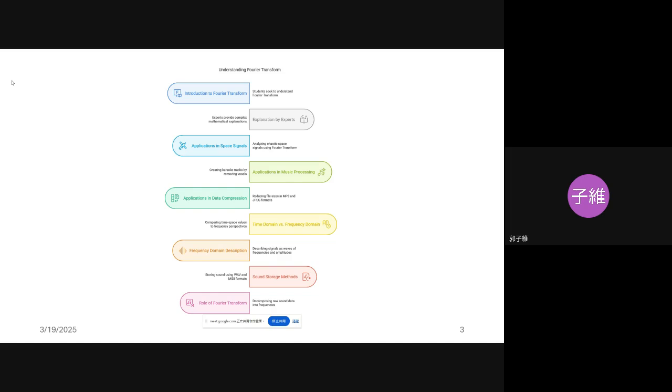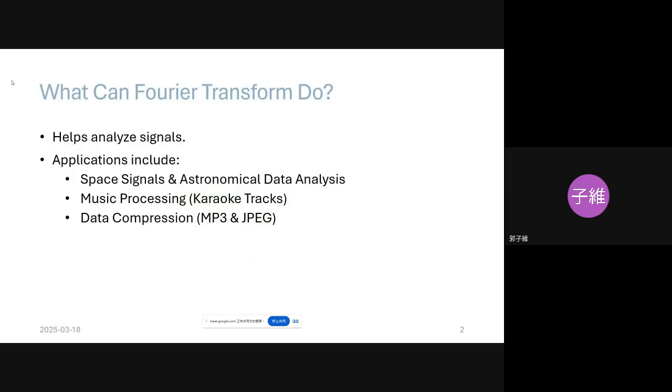I will make 3 examples on the applications and explain the differences between time domain and frequency domain, and dive a little more into the frequency domain part and how sound is stored digitally. Okay, so what can Fourier transform do? It can help with analyzing signals, so to speak.